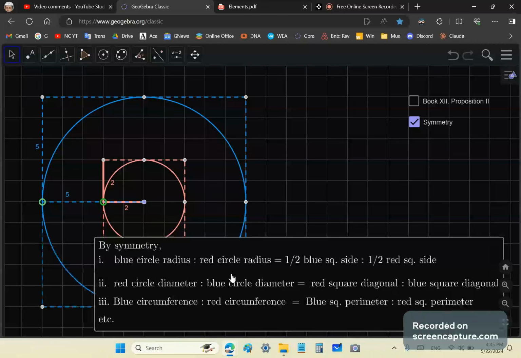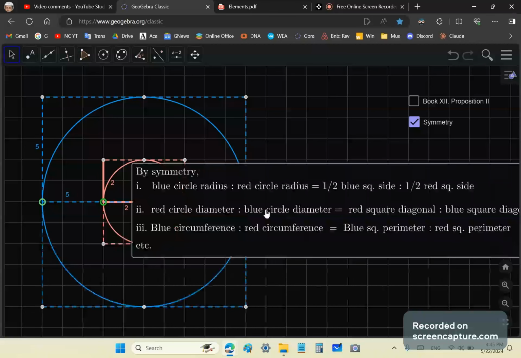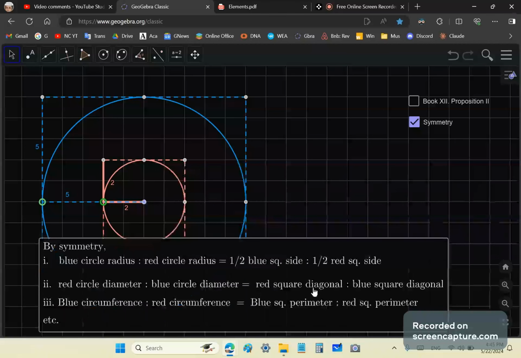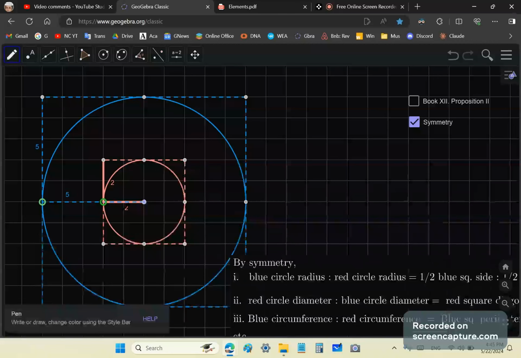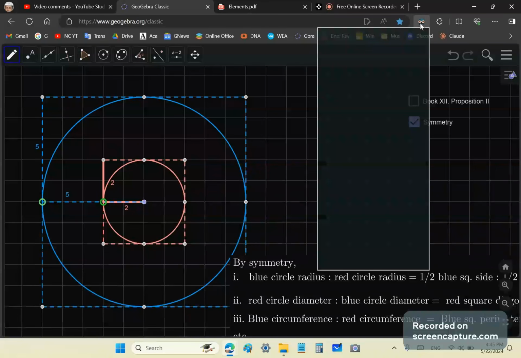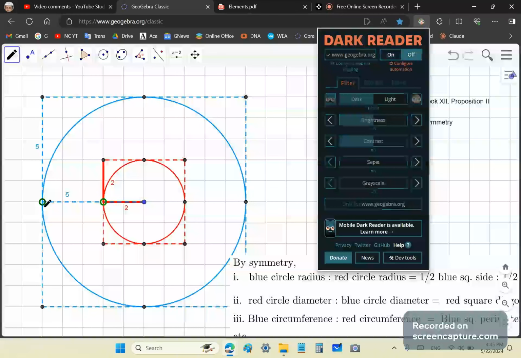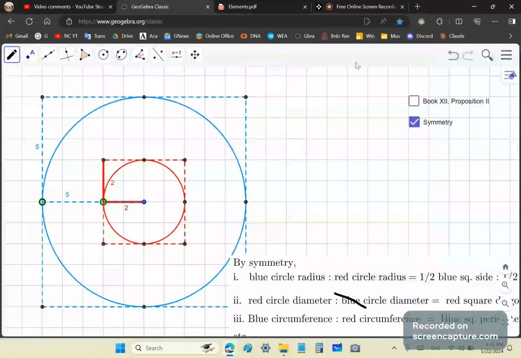You can also say that the red circle diameter to the blue circle diameter is equal to the red square diagonal to the blue square diagonal. What does that mean? So if we had a pen here, the red circle diameter is this whole one here, to the blue circle diameter, this whole one here. I don't know if you can see the pen. Let me just take that off. So the diameter of the big circle is this, and the diameter of the small circle is this. And if we just move this, I want to be able to see this. So let's just move it over here.